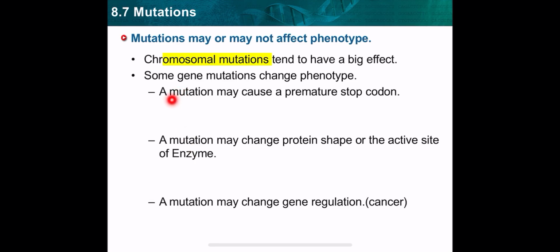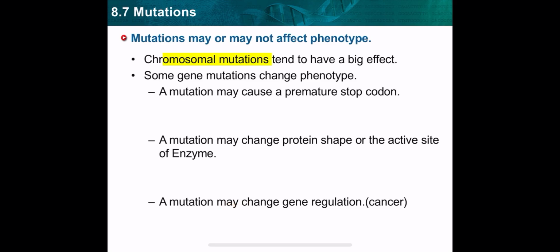So in the first case, the premature stop codon will affect the phenotype, of course, because it will prevent the formation of the protein, or the completion of the formation of the protein. Another type is the change in the active site of the enzyme, which will lead to the formation of an abnormal enzyme, or an enzyme that cannot work properly.